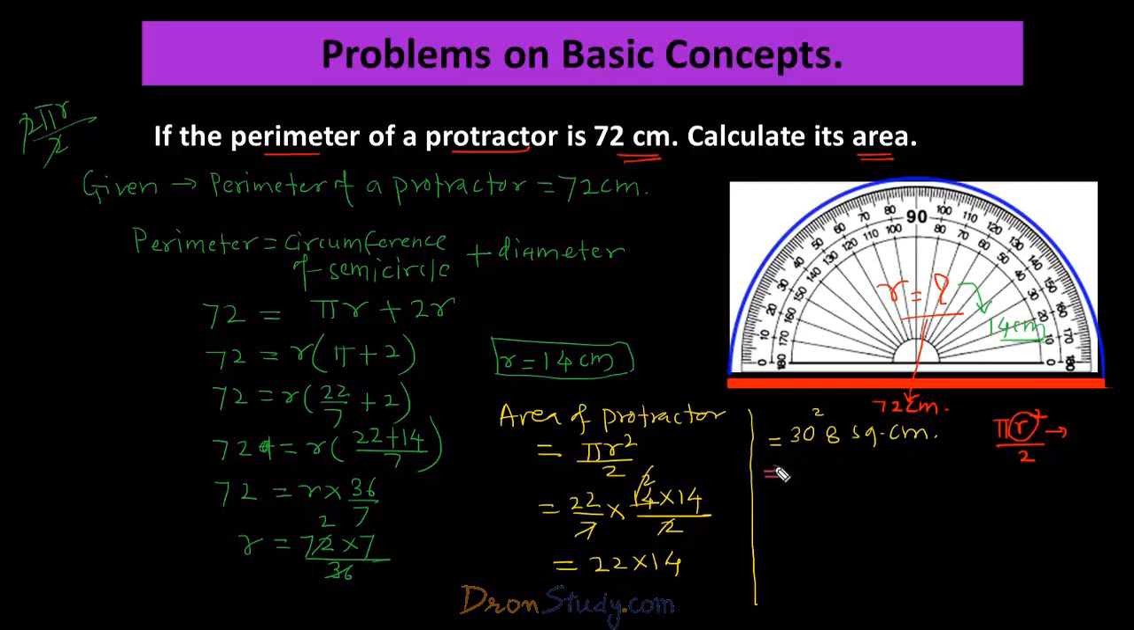Therefore, the required area of a protractor is equal to 308 square centimeter.